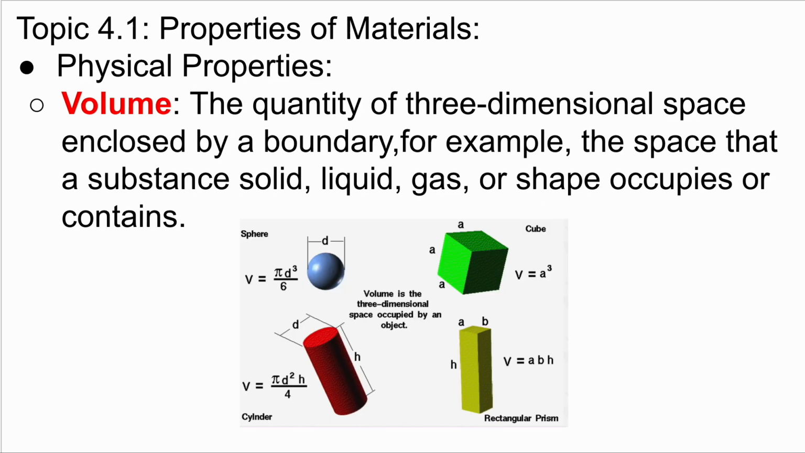Volume is a quantity of three-dimensional space enclosed by a boundary. So, for example, the space that a solid, liquid, or gas or shape occupies or contains. It can be a sphere, a cube, a cylinder, a rectangular prism, or an amorphous shape, but you're going to have certain volumes to that. And volumes are typically measured in cubic centimeters or milliliters or liters.